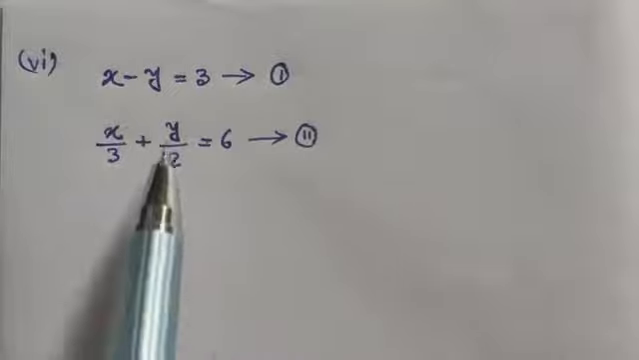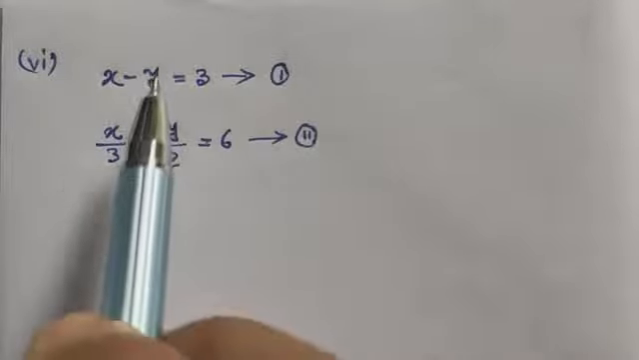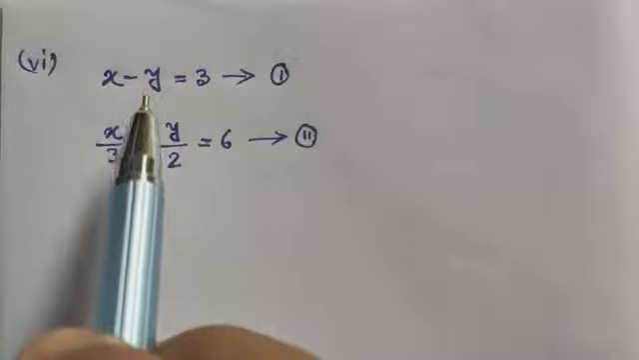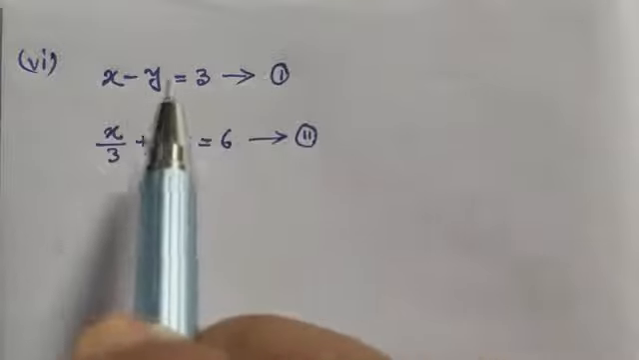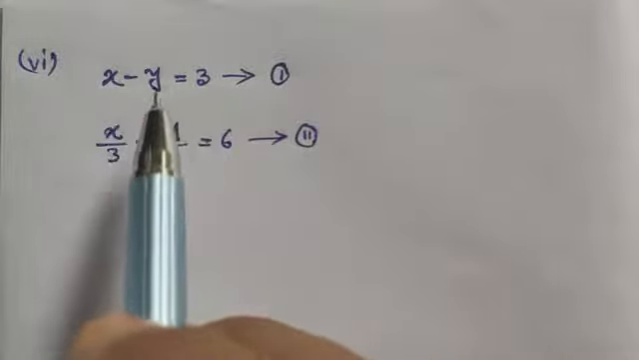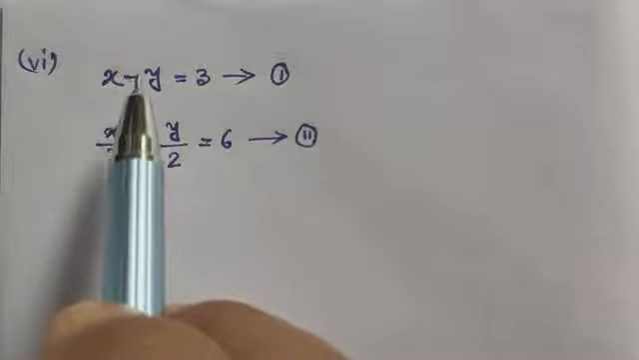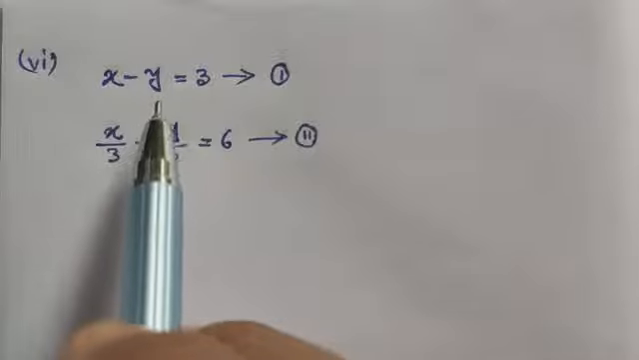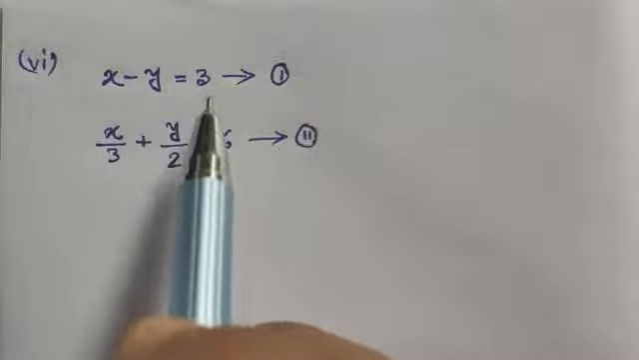Look, there is y by 2 in the second equation. In the first equation it is minus y. If we can make it y by 2 here also by dividing the first equation by 2, all these terms must be divided by 2. Then this will become x by 2 minus y by 2 equals 3 by 2.